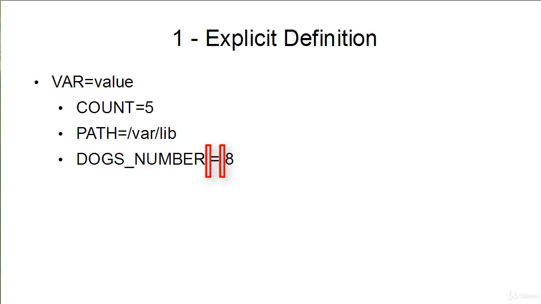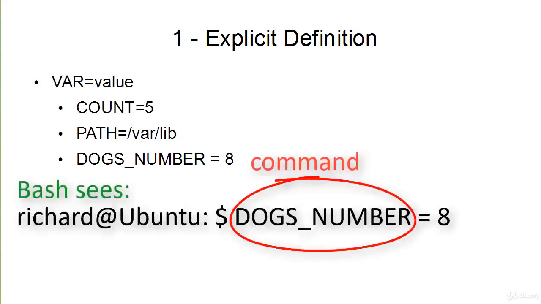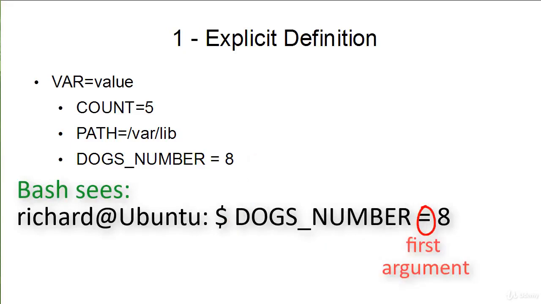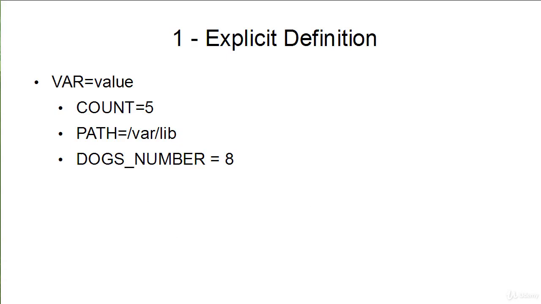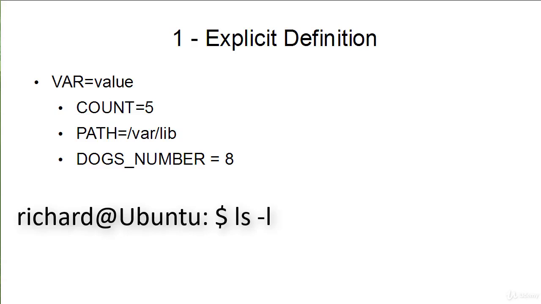Why is that? Because what Bash sees is not an assigning, but Bash instead thinks that you want to try to run command called dog's number with two arguments. Equal sign is the first argument and number 8 is the second argument. Here it is really important to keep in mind that on Unix-like systems, when we call some command, we start by calling the name of that command, then is the space and some arguments. We can take as an example ls command. Here we have ls space and -l as a first argument.